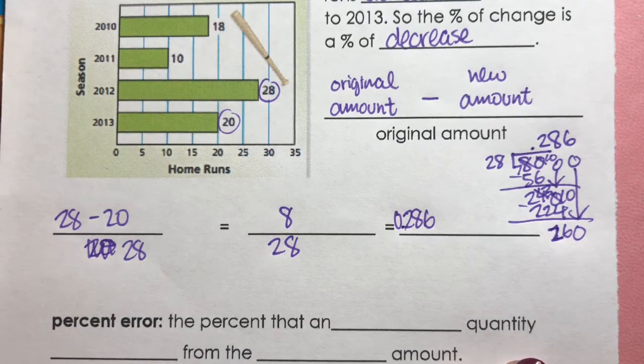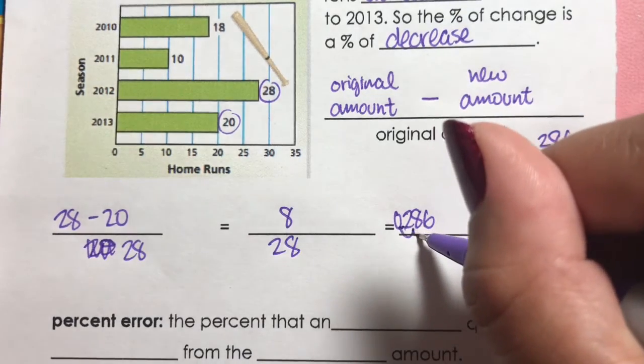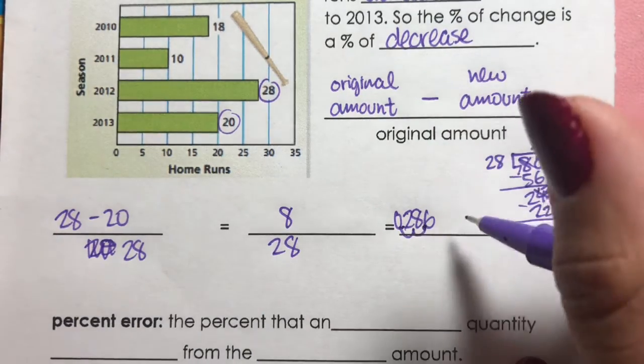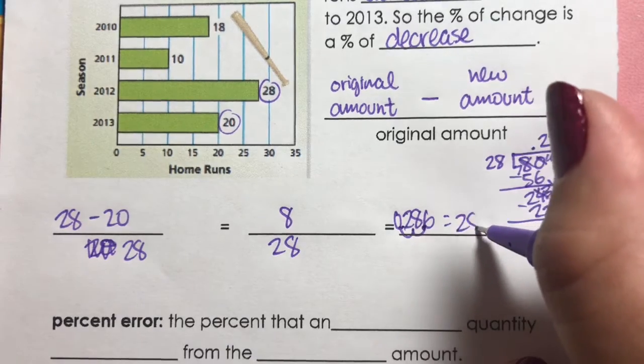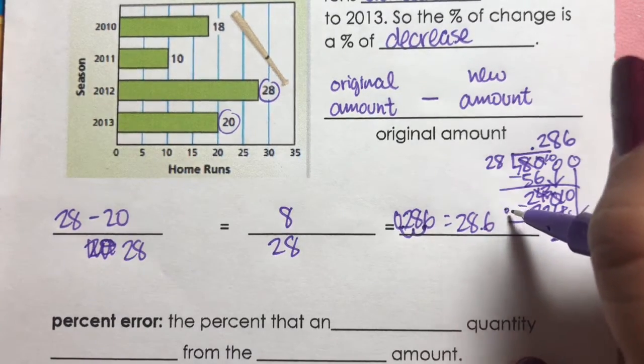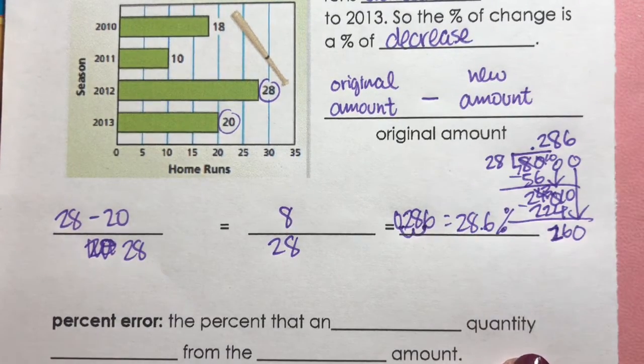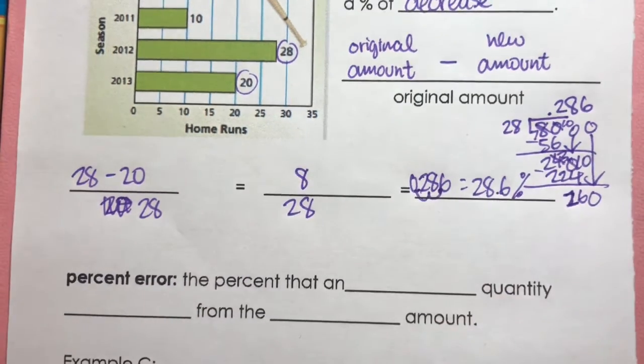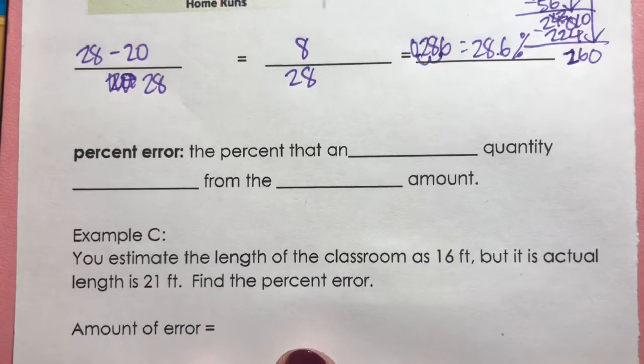But again, that's the decimal, so we gotta turn it into a percent. So we gotta move the decimal twice to the right. So we're left with 28 6/10%. Okay, that's our percentage, 28.6%.